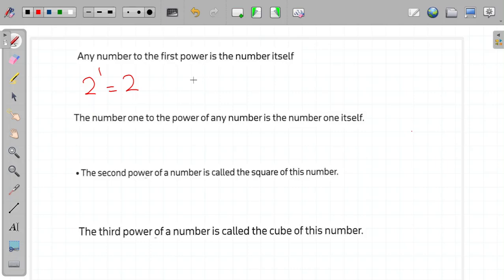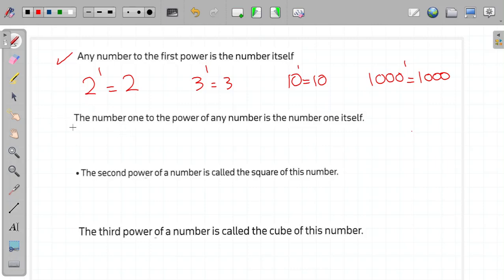Okay, so if I have 3 to the power of 1 equals what? Equals 3. If I have 10 to the power of 1 equals 10. Okay, if I have 1000 to the power of 1, or to the first power, equals what? Equals 1000. Okay, this is the first note that I have here.